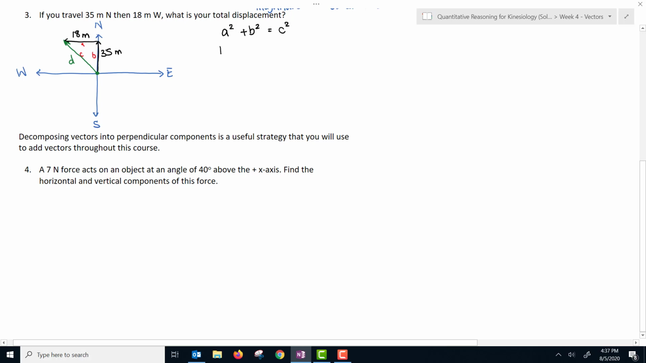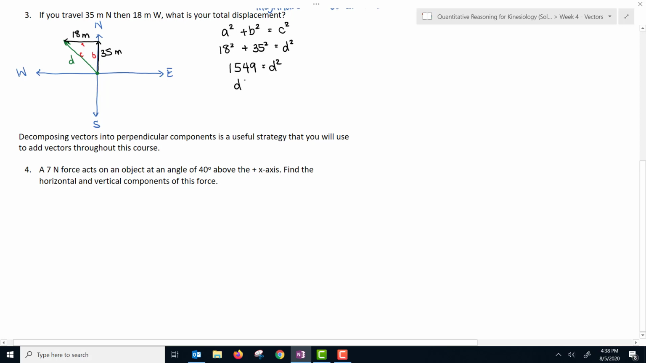A is the 18 meters, so I'm just going to write 18 squared, plus B is the 35 meters, so that's 35 squared, equals C squared. Well, C, we called it D for displacement, so I'm just going to say D squared. That's the variable I chose to use when I named that side. All right, so now I'm going to type this into my calculator. 18 squared plus 35 squared, and I get 1,549 is equal to D squared.